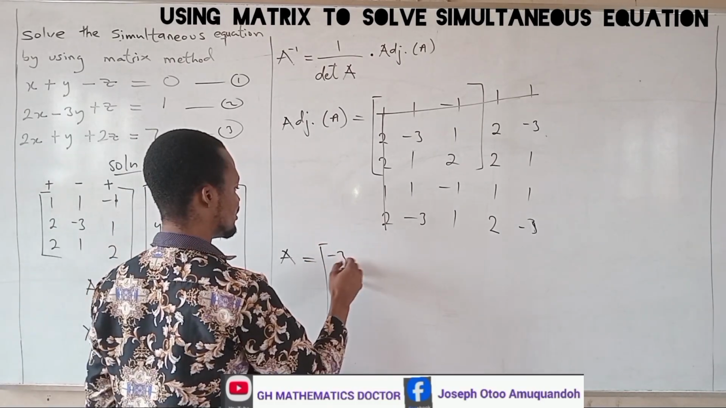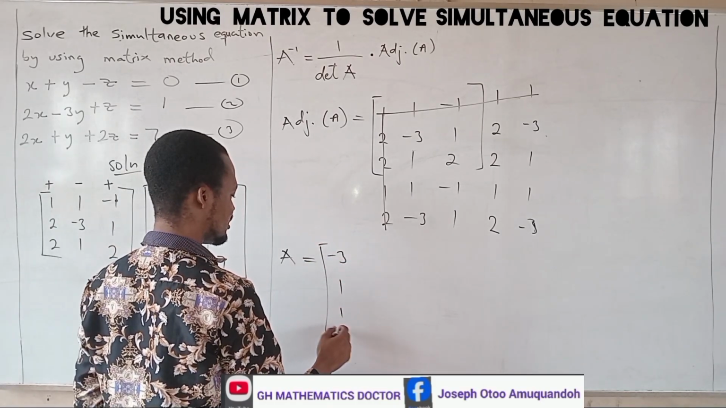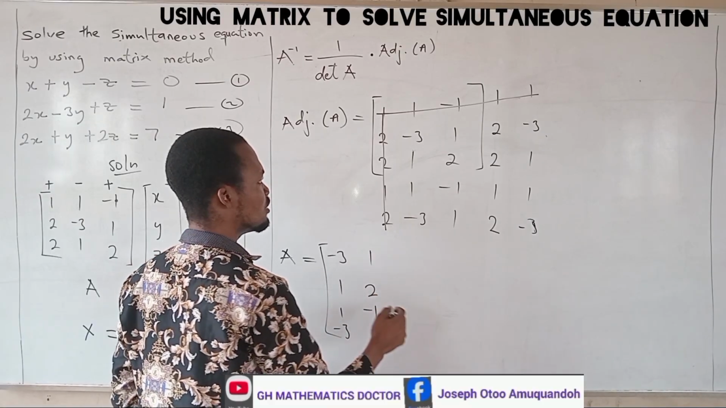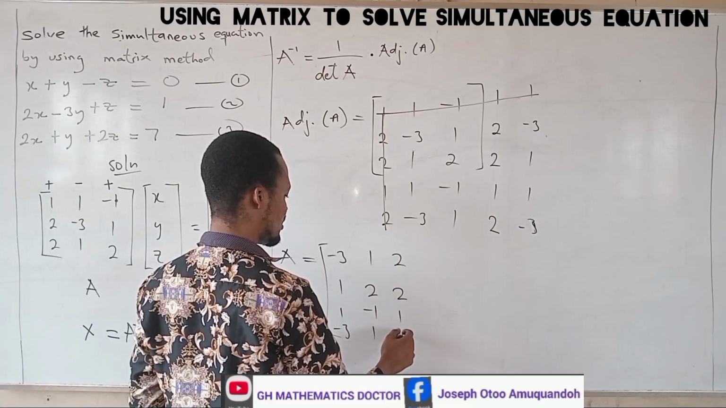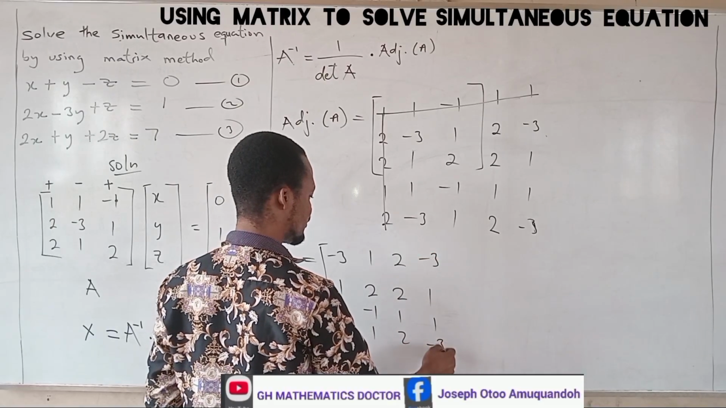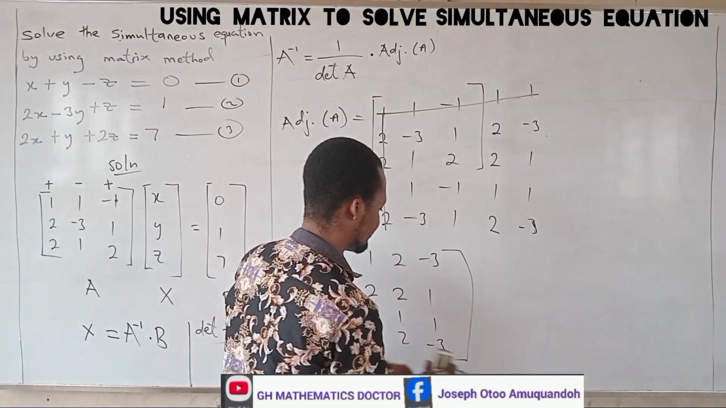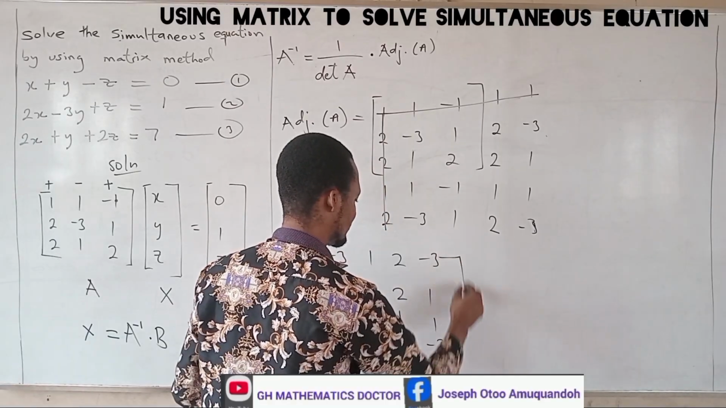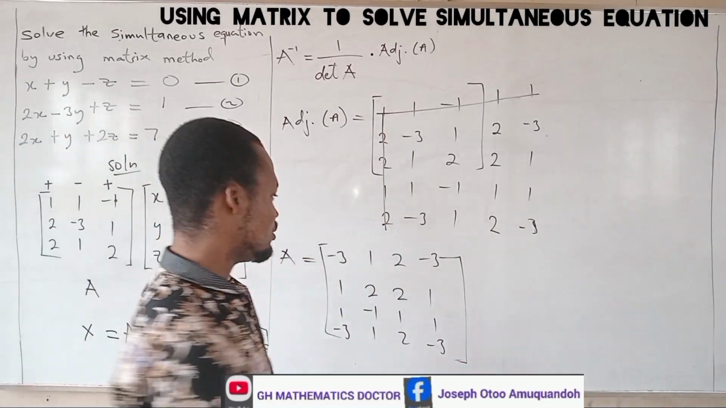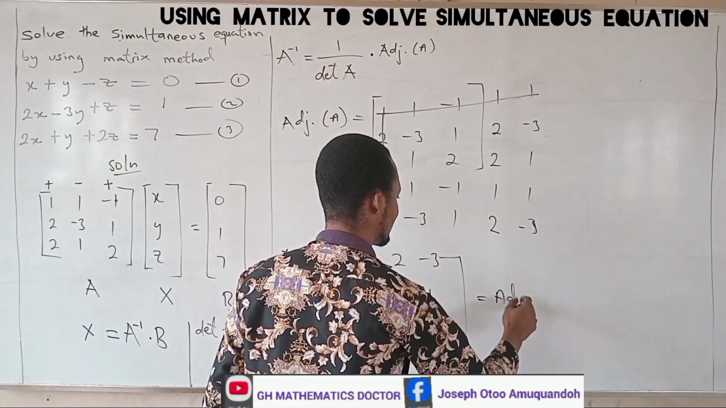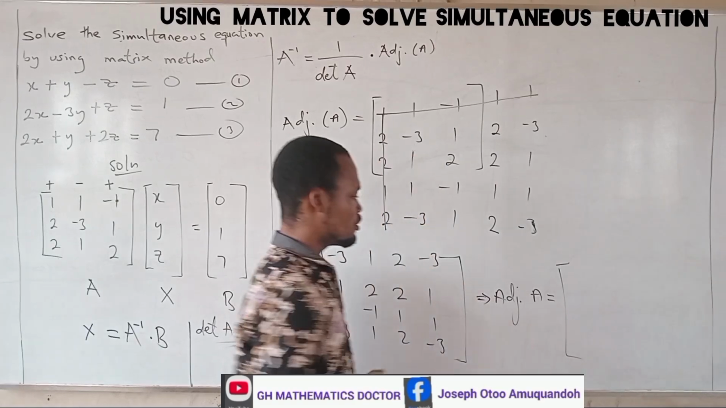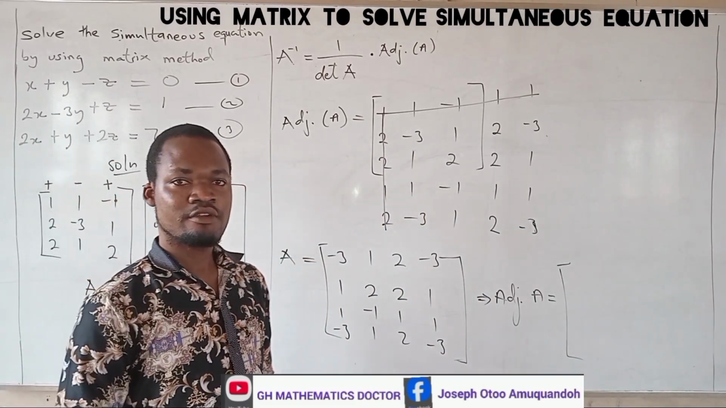And this will give you negative 3, 1, 1, negative 3. 1, 2, negative 1, 1. 2, 2, 1, 2. Negative 3, 1, 1, negative 3. So this is our new 4 by 4 matrix. So from there we can get our adjoint. So let me proceed and see adjoint of A will be this. So let's see the strategy the adjoint can be found.